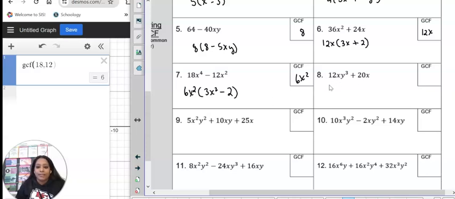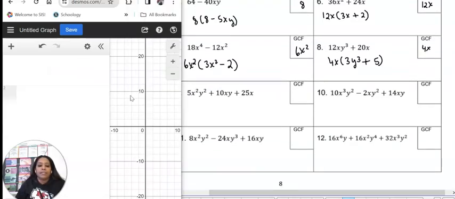Right here, 4x is the GCF. I don't think there's a number greater than 4. And then 12 divided by 4 is 3. And then you have the y cubed. The x's get cancelled out. Plus 20 divided by 4 is 5. And then the x's get cancelled out as well. Okay. Alright, what about 3 terms?